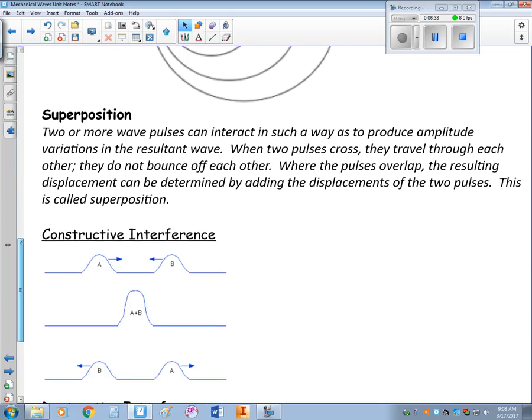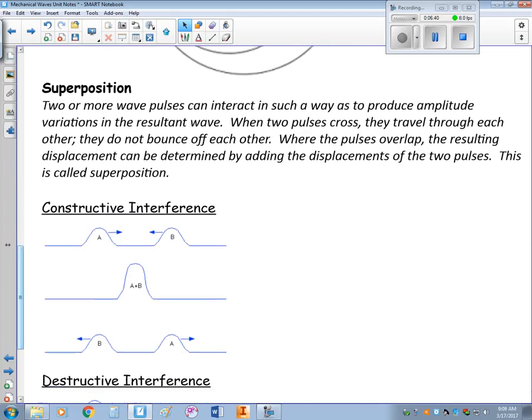Okay, now the next topic is going to be superposition. So when we have 2 or more wave pulses that are heading toward each other, they can interact in such a way to produce an amplitude or vibrations in the resultant wave. So when 2 pulses cross, they travel through each other. They do not bounce off each other. This is another property of waves. They can pass through each other. And when their pulses overlap, the resultant displacement can be determined by adding the amplitudes of the original 2 pulses.